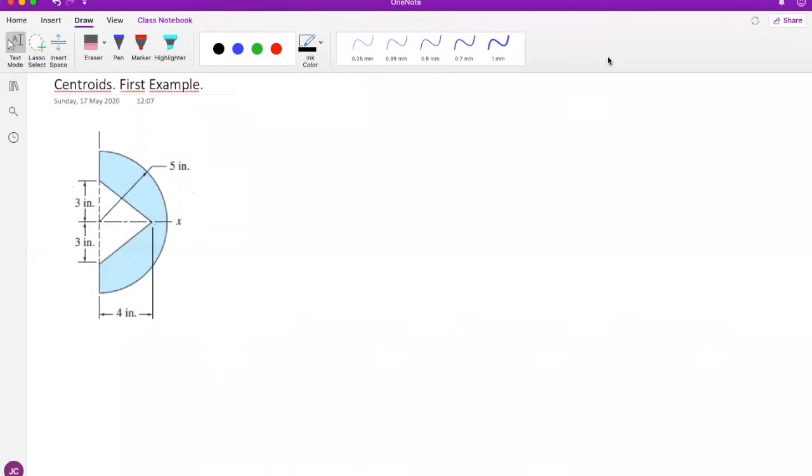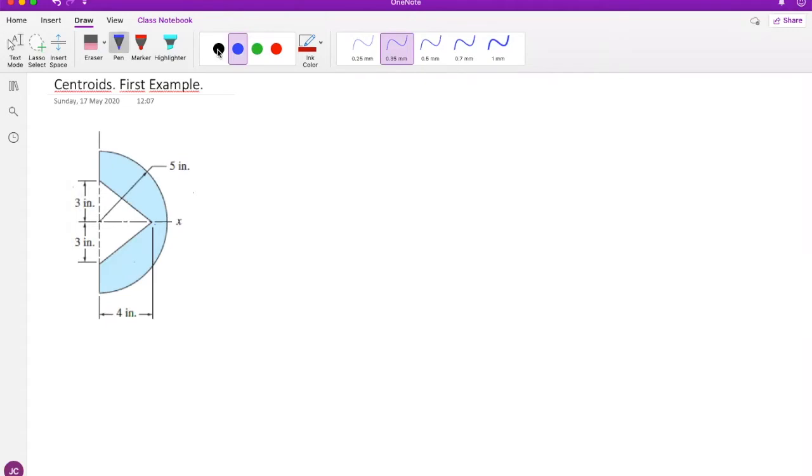So let's do this one. This is the first approach, the first example that we're going to do regarding centroids. And I think it's a pretty easy one, but nonetheless, let's just see about it, okay? The idea behind it is to get what they are asking us to get.